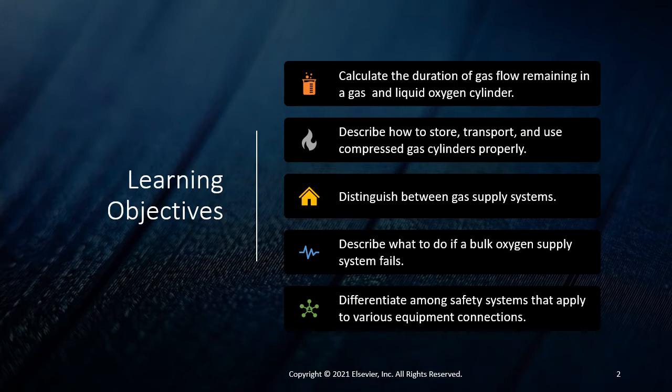We'll describe how to store, transport, and use compressed gas cylinders properly. You should, when you're done with this, be able to distinguish between gas supply systems, describe what to do if a bulk oxygen supply system fails, and differentiate among safety systems that apply to various equipment connections.